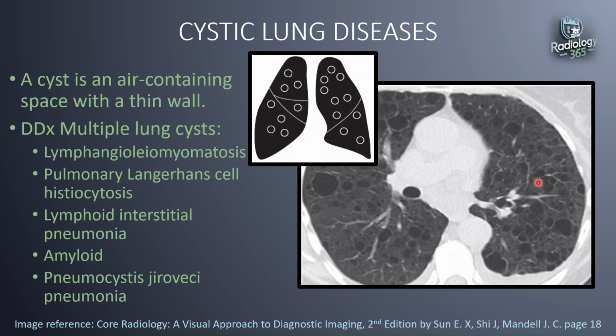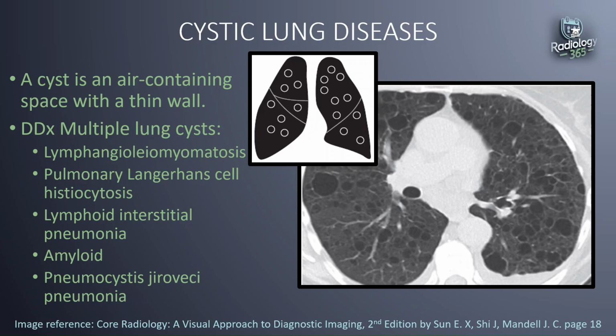So when you have multiple lung cysts, some differentials that should be running through our minds include lymphangioleiomyomatosis or LAM, which is a diffuse cystic lung disease due to smooth muscle proliferation of the distal airways. It occurs only in women and it causes uniformly distributed thin-walled cysts in a diffuse distribution.